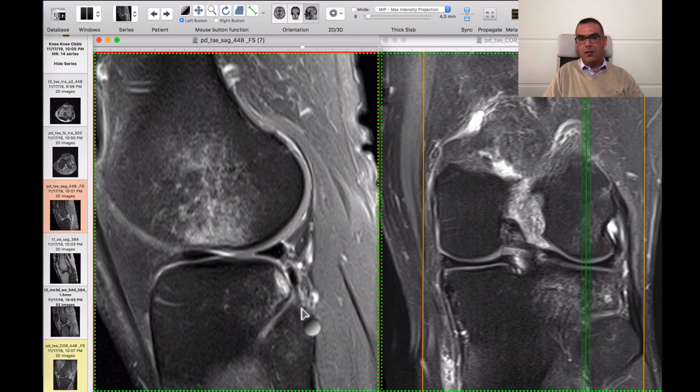This is the popliteofibular ligament, this is the popliteus tendon, and the fibular head, and the small ligament connecting both of them is the popliteofibular ligament, and the small ligament connecting the fibular head to the posterolateral corner of the tibial plateau is the arcuate ligament. So these are the posterolateral corner structures.